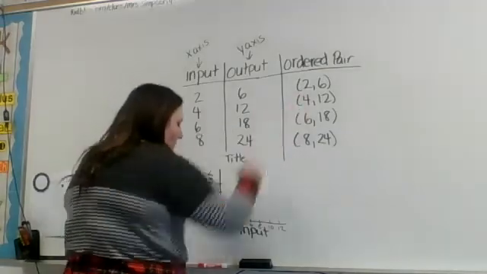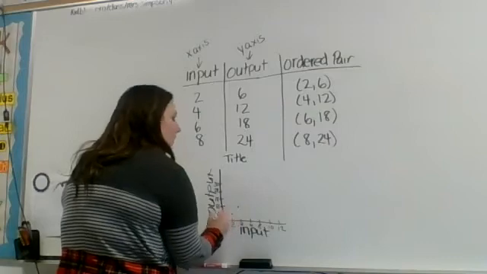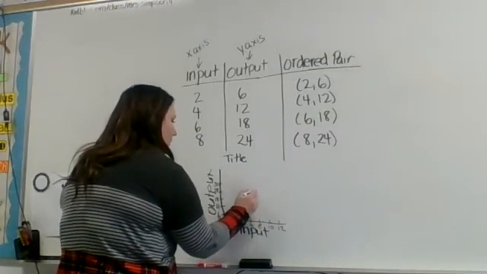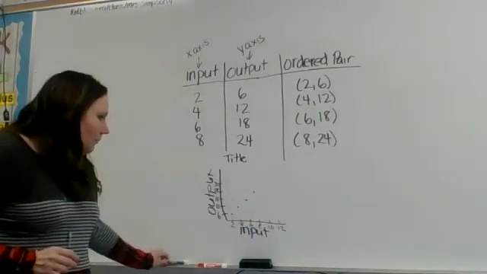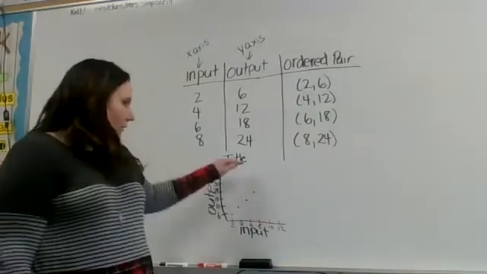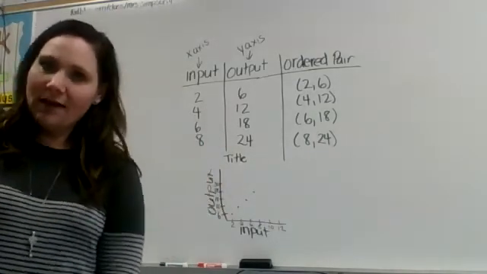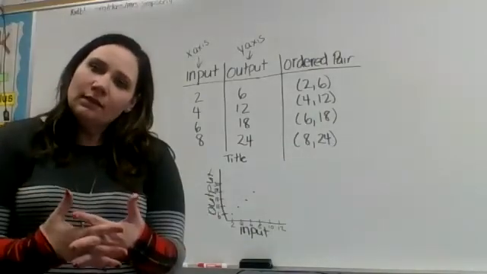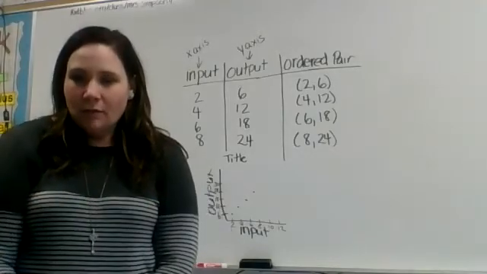Okay, (2, 6), (4, 12), (6, 18), (8, 24). Okay, so there I've plotted it onto a graph, and I've put the labels onto my graph and called it a title because this data was just from my head, so it doesn't actually have any connection. It didn't come from a problem. But this is where those two things that we've been working on combine together. And so that's why we spent a little bit of time working on graphing.